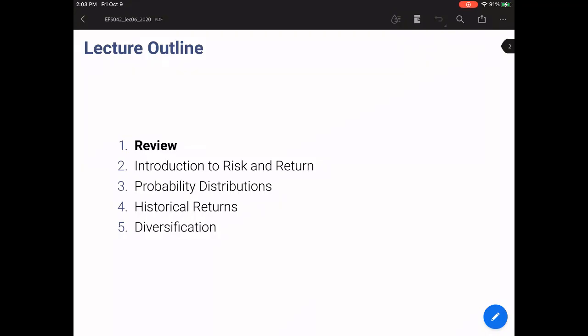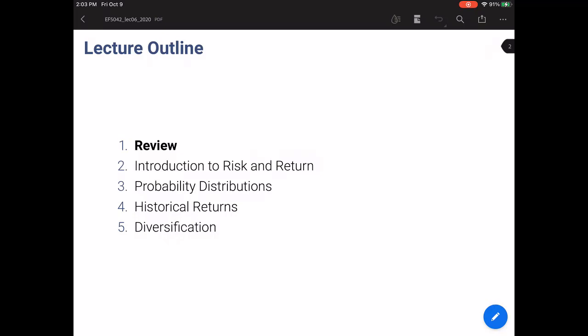Hi everyone. In today's lecture, I will go over the topic of risk. Today's agenda is the following. First, I will backtrack a bit and put in perspective what our ultimate objective is in this class. Number two, I will introduce to you the concept of risk and return and how we plan on going about modeling risk and return.